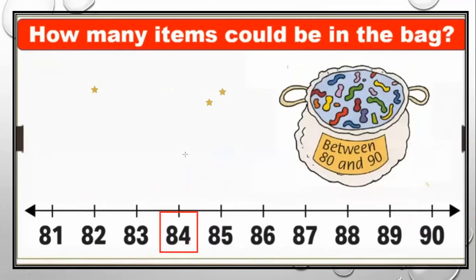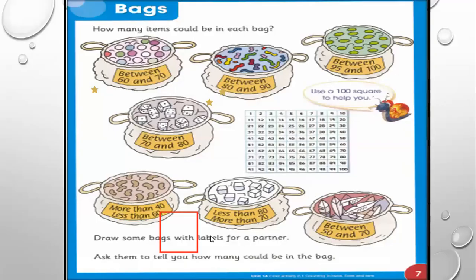So here is a number line from 81 to 90. You can choose the number from here, or if you like, you can see the 100 square. It is also given in your book. Here, you can take help from this also. It's given: use 100 square to help you. Why have they given us the 100 square? They will help us to solve these questions.